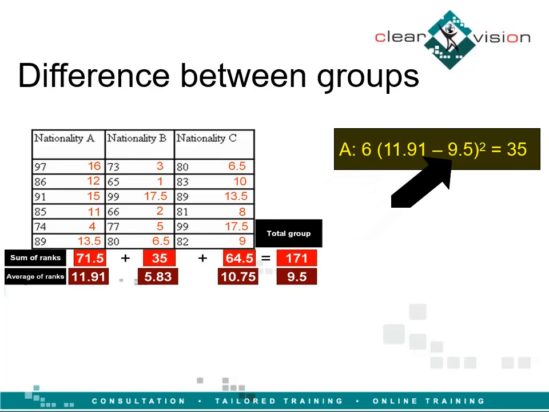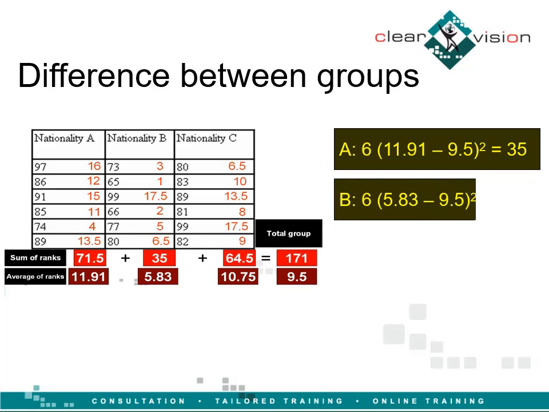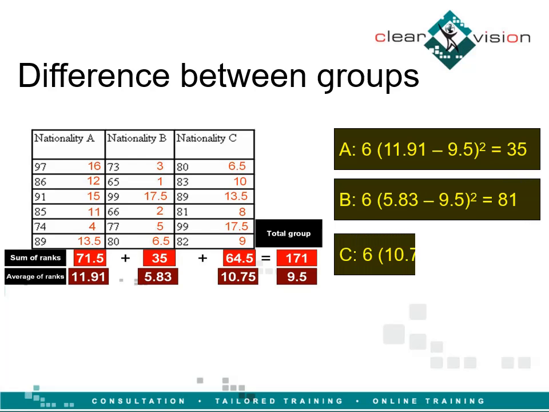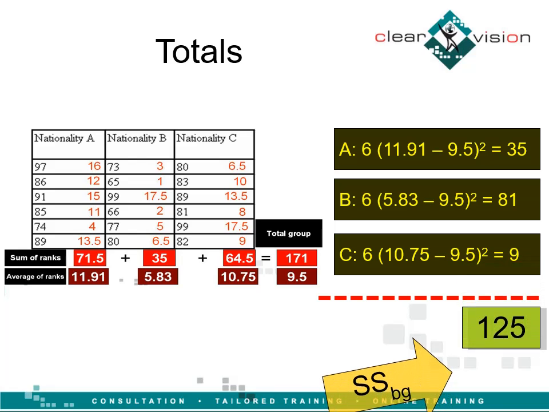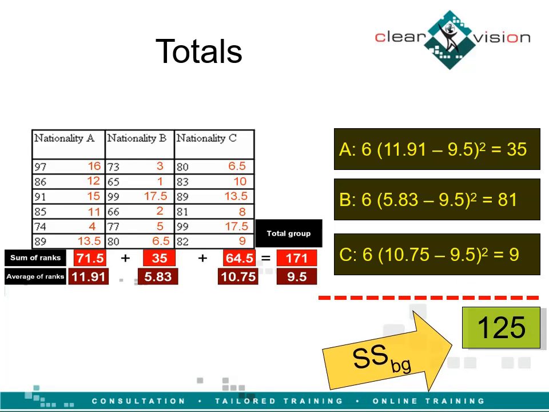For group B, 6 multiplied by (5.83 minus 9.5) to the power of 2, and that will be equal to 81. And for group C, 6 multiplied by (10.75 minus 9.5) to the power of 2, and that equals 9. The total difference between the groups is 125. This value is denoted as SSPG.